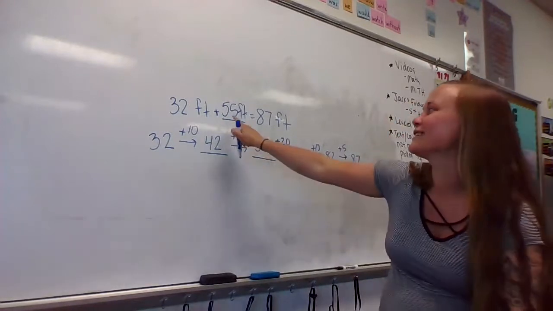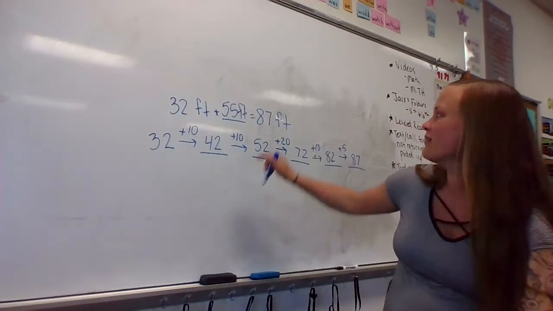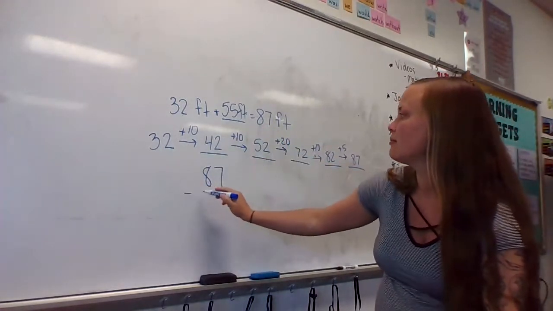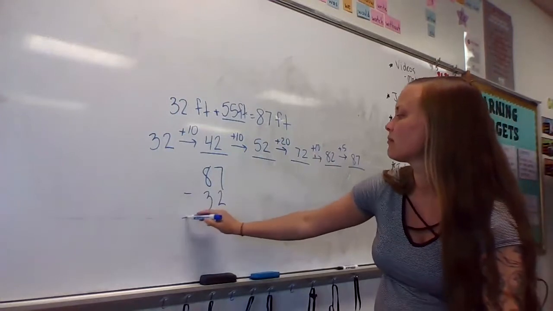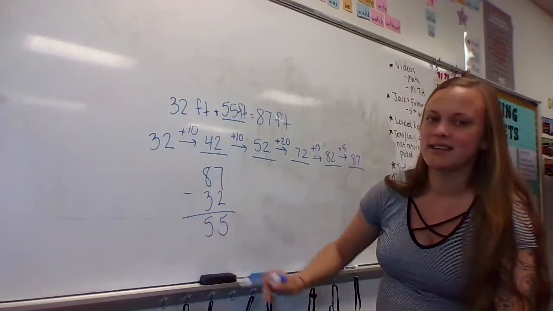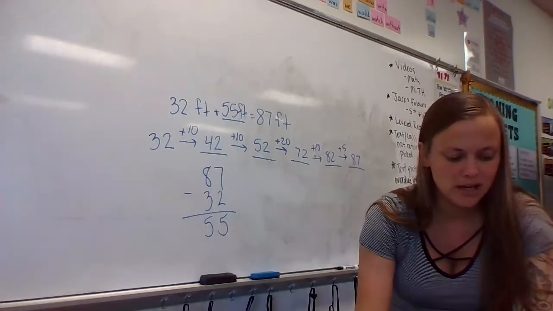So the answer is 55 feet. 32 feet plus 55 feet equals 87 feet. You could have also just done a simple subtraction problem where you take 87 minus 32. 7 minus 2 is 5. 8 minus 3 is 5, which is still 55 feet. Okay, so that's what you got to do on those.